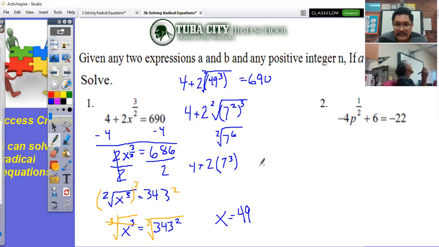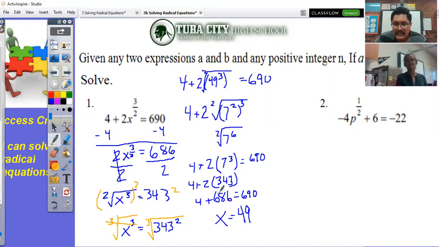Okay. Let's see if this works out to 690. So 7 times 7 is 343, I think. 343 times 2. And that would be 686. And I still have the plus 4. I'm just sort of working a little bit faster than I could. And 4 plus 686 does equal out to 690. Okay. Like I said, that one's a little bit different than I did this morning.